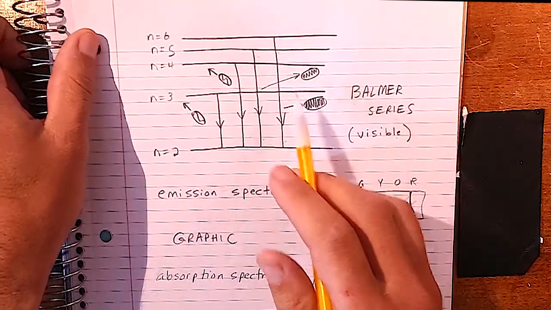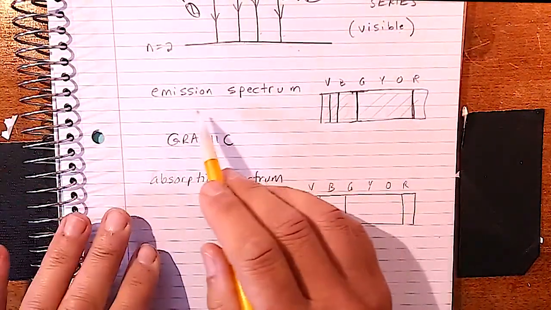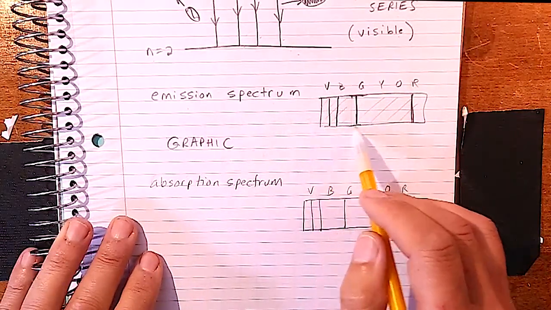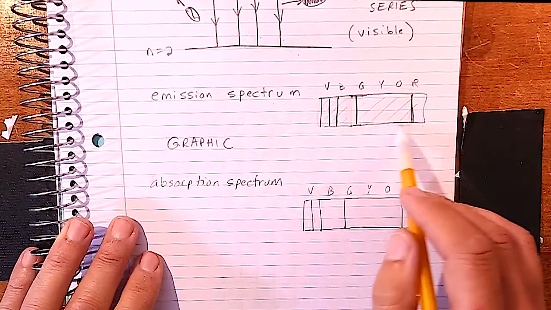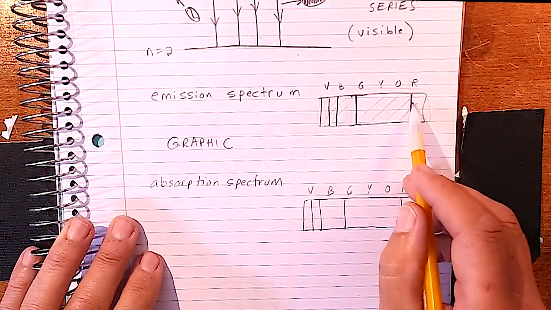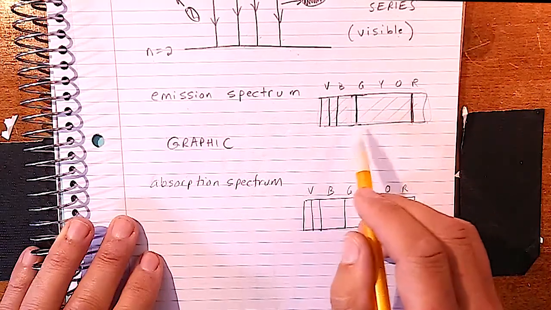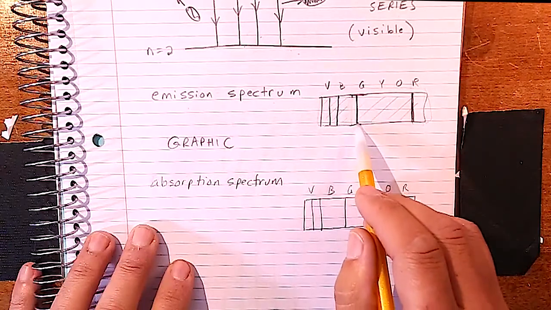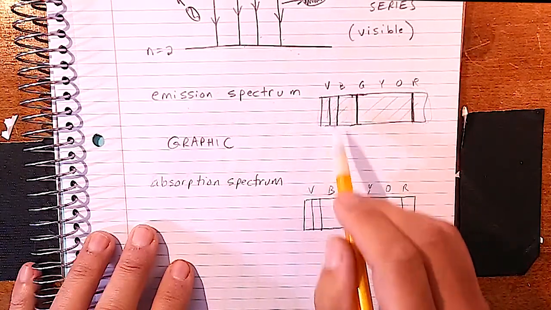So the name of this is called the emission spectrum. If we have this black background, we can see that it will give off, when you look at this through a diffraction grating that separates all the colors out, red, bluish green, and the 2 violet strips.